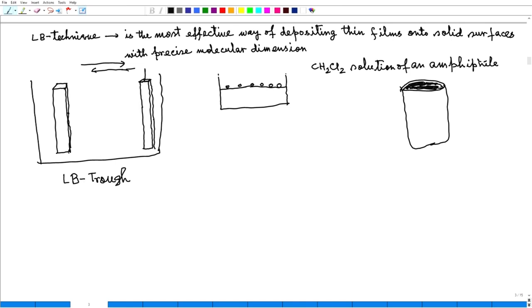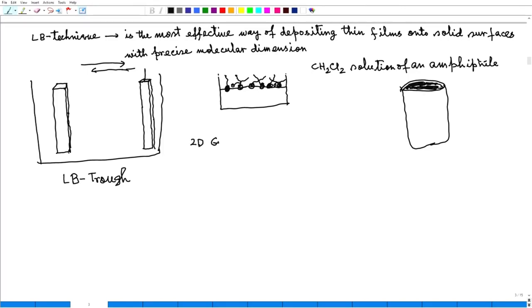In these amphiphiles, the hydrophilic part will be inside the water, and the hydrophobic part will be out, in all kinds of orientations. When the amphiphiles are away from each other, because I have a large area and they are well distributed, one is away from the other. So they do not exert any interactions amongst them. This condition is regarded as a two-dimensional gas.